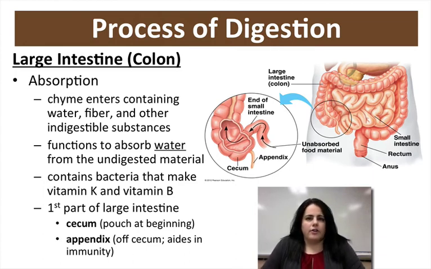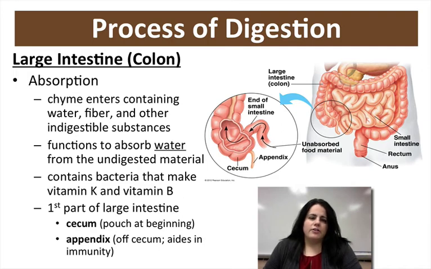The large intestine is also known as a colon. So chyme enters, and there's water and there's fiber and other undigestible things in there, and they will start to move through the large intestine. The large intestine is called the large intestine because of the diameter of it, not because of the length. The small intestine is longer but has a smaller diameter. The large intestine is shorter but has a thicker diameter.